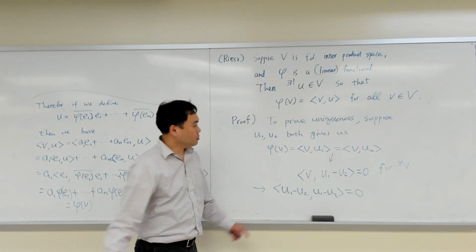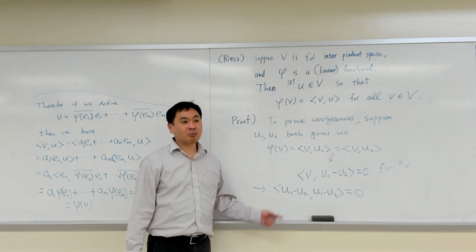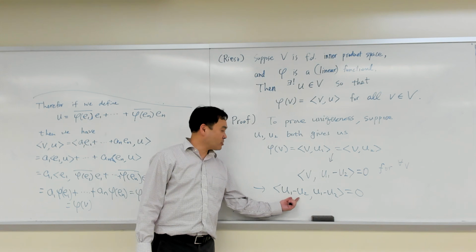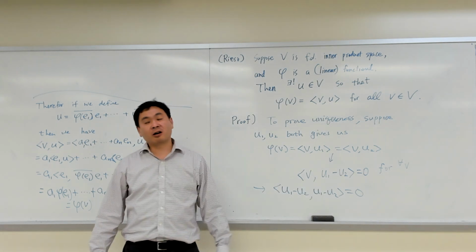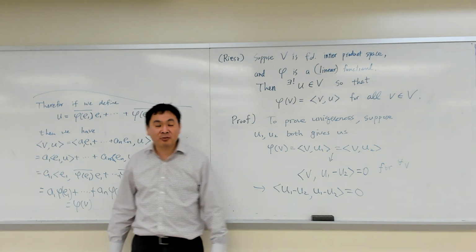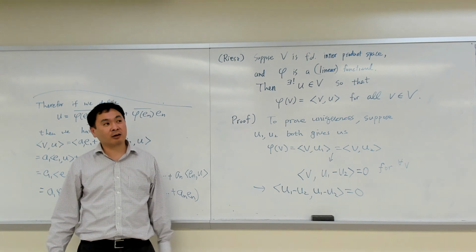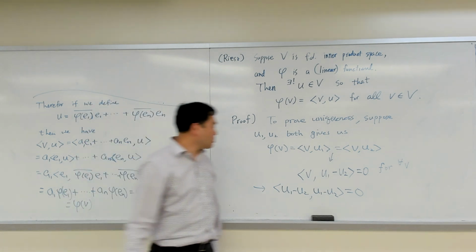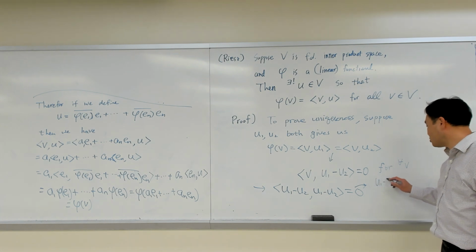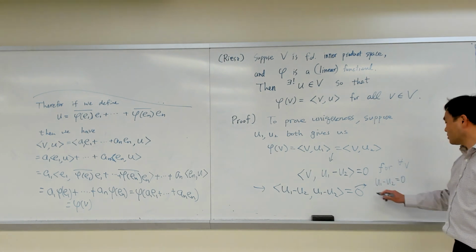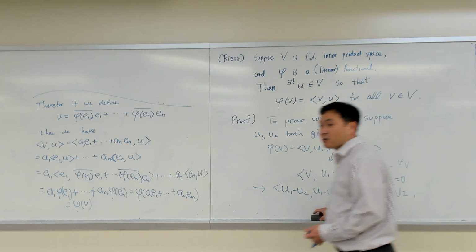So we can specialize to the case when V is the same as this, but look, this is a vector inner product with itself equal to 0. Now, when you have a positive definite form, when can this happen? Only when V is 0. U1 minus U2 is 0, right? So this is true only when U1 minus U2 is 0, so that U1 is equal to U2. So that settles the uniqueness.